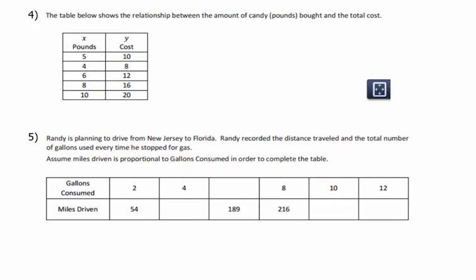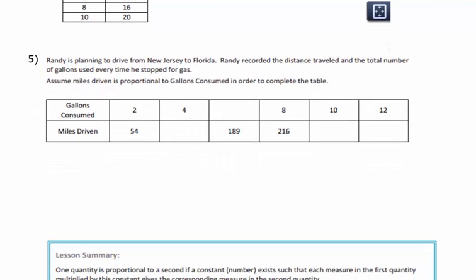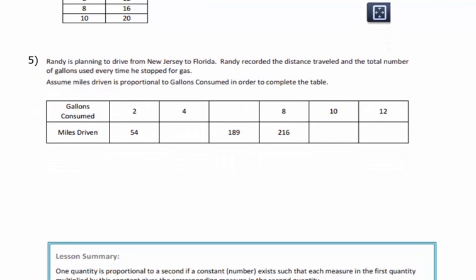Number 4, the table shows a relationship between the amount of candy bought and the total cost. So I'm going to leave number 4 for you to try. See if you can come up with whether or not it's proportional and why. Randy is planning to drive from New Jersey to Florida. Randy recorded the distance traveled and the number of gallons used every time he stopped for gas. Assume the miles driven is proportional to gallons consumed. So they're telling us it's proportional. Complete the table.